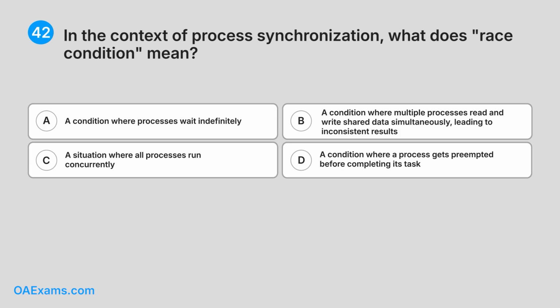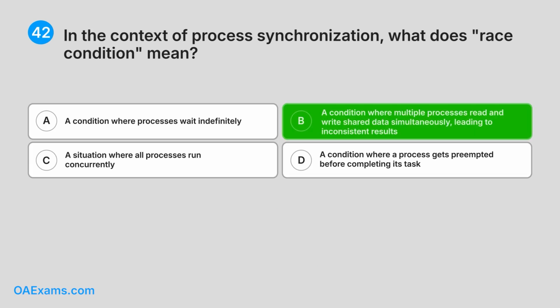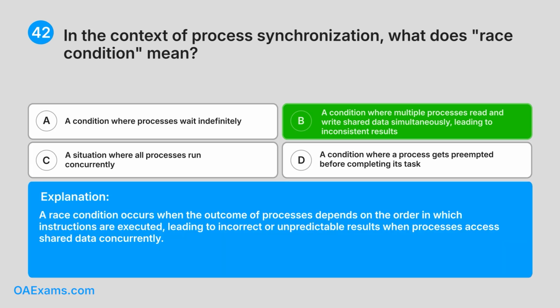Correct answer. B. A condition where multiple processes read and write shared data simultaneously, leading to inconsistent results. Explanation: a race condition occurs when the outcome of processes depends on the order in which instructions are executed, leading to incorrect or unpredictable results when processes access shared data concurrently.